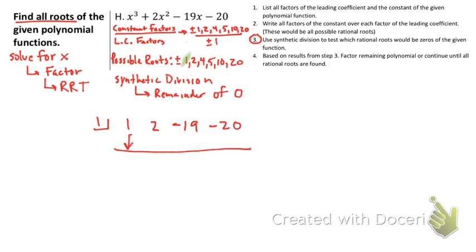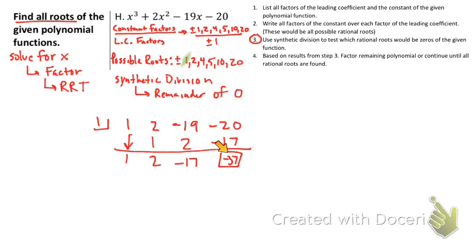Bring down the 1. 1 times 1 is 1. 2 times 1 is 2. 1 times 2 is 2. Negative 19 and 2, that's negative 17. 1 times negative 17 is negative 17. And we have a negative 37 remainder. So we now know positive 1 is not a solution because our remainder is not 0.